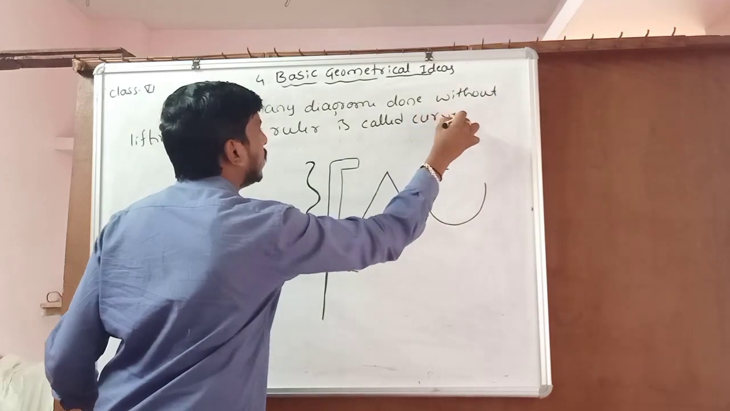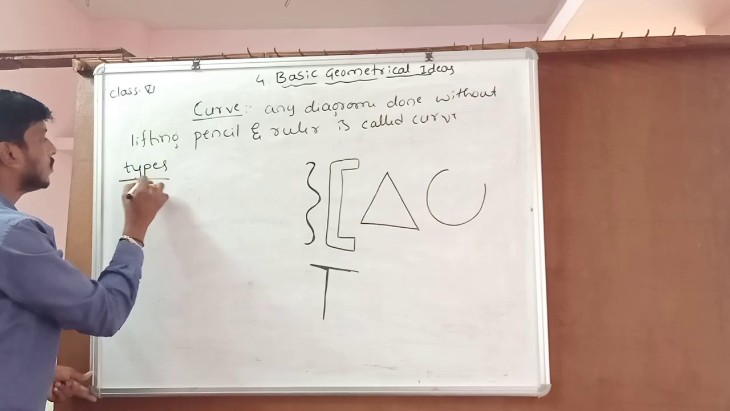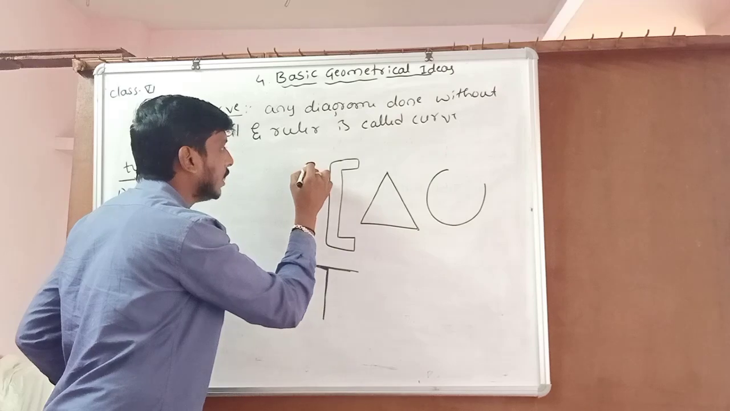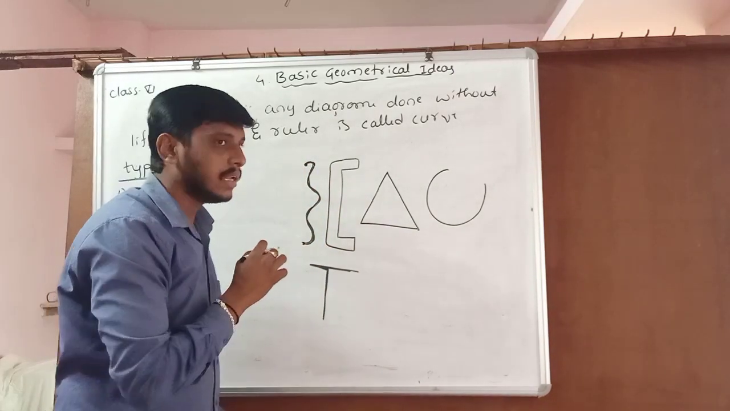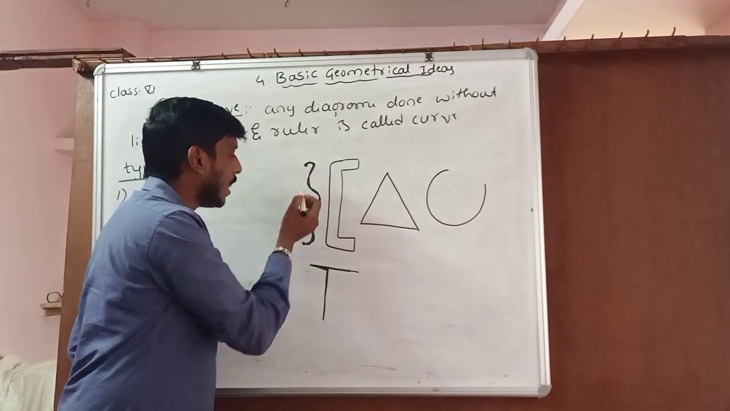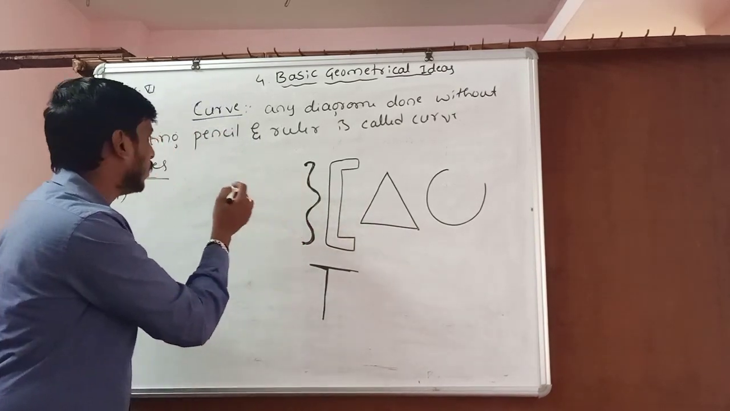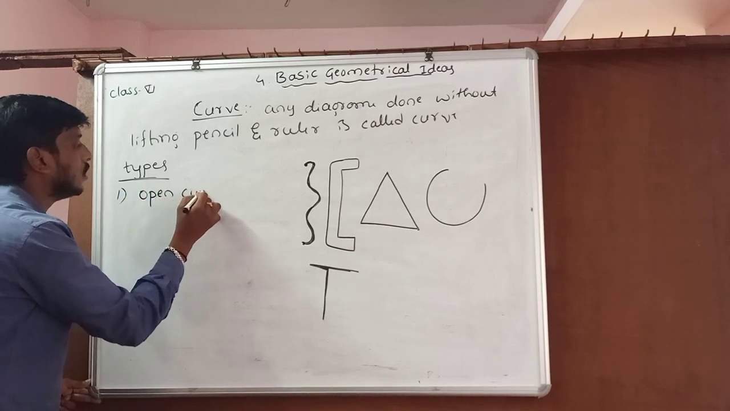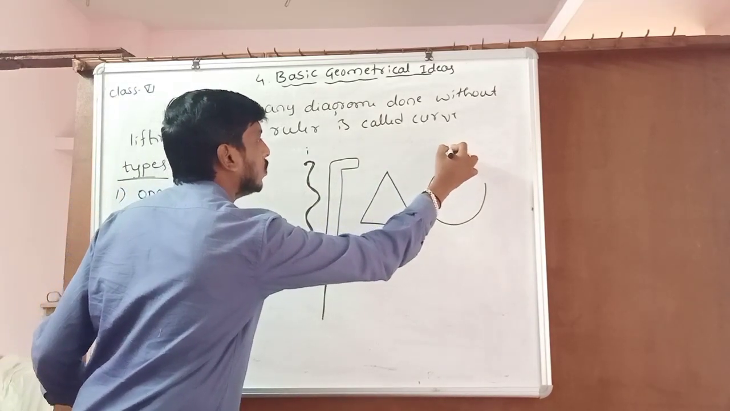In this curve there are two types. What is the first one? Here just observe the diagram. Here this is the initial end and this is the open end. If initial end and final end never meet each other, such types of curves are called open curve. Here this is open curve and this is also open curve.